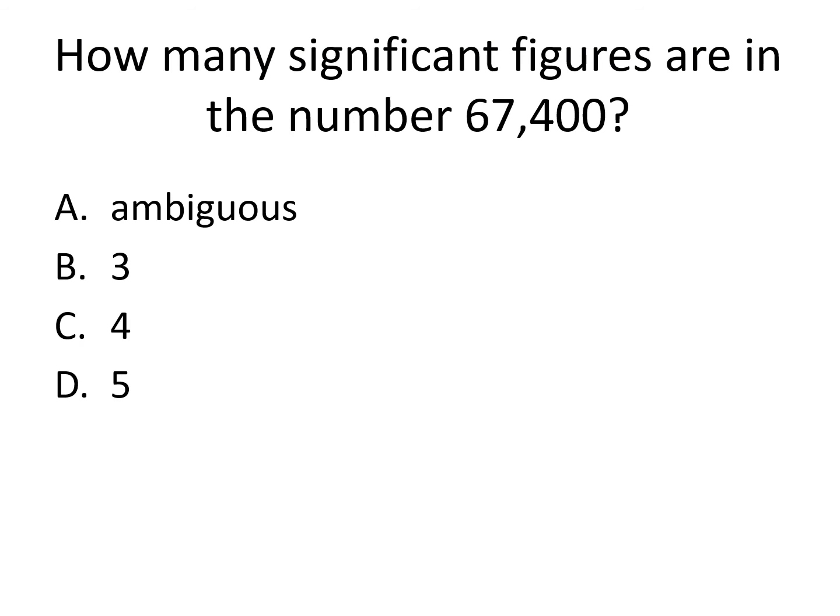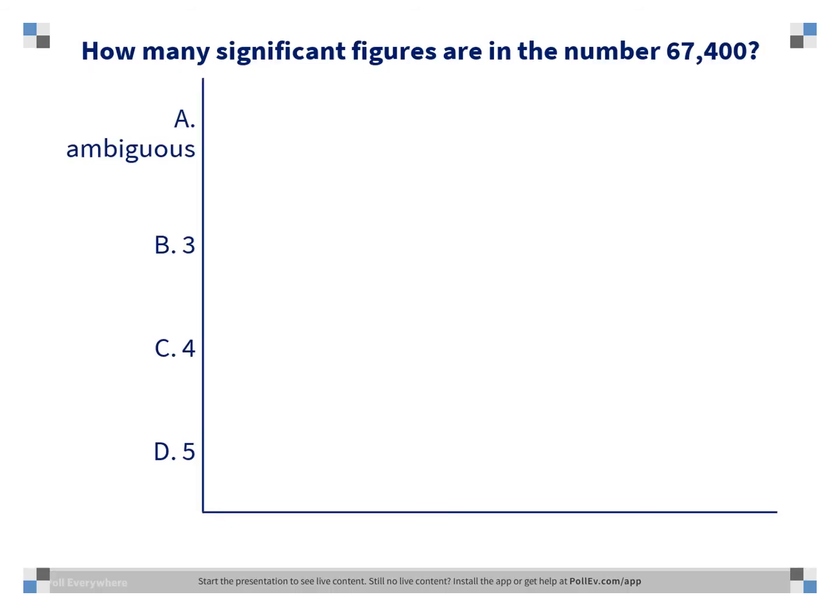How many significant figures are in the number 67,400? Is it A, ambiguous, B, 3, C, 4, or D, 5? The correct answer is A, ambiguous. There are zeros on the right of the non-zero digits, and there is no decimal point, so we don't know if they are significant.